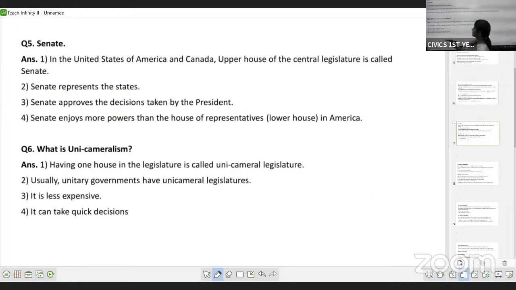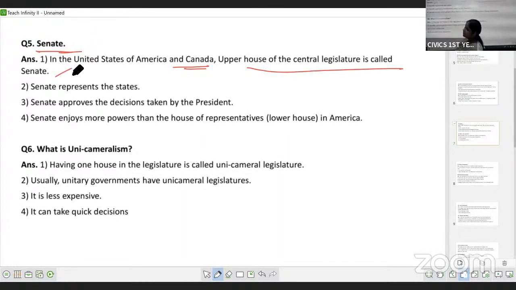Next is Senate. What is Senate? Here you will get a question, what is Senate or House of Lords? In Britain, we call it House of Lords. In India, we call it the Upper House, that is Rajya Sabha. In the United States of America and Canada, the upper house of the central legislature is called Senate. It represents the states.